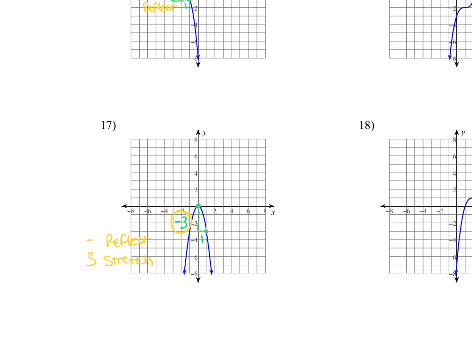But if we take a look to see, hey, how far did this move from 0, 0? Well, it didn't move at all. So we don't have any shifts left or right. We don't have any shifts up or down. All we have is our reflection and our stretch. So when we take a look at our parent equation, we can say, hey, both of our ends are going in the same direction. It looks like a parabola. We got f of x is equal to x squared.